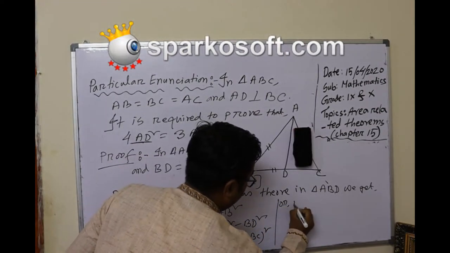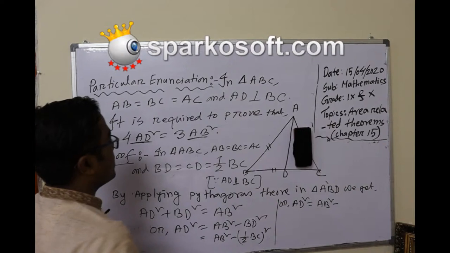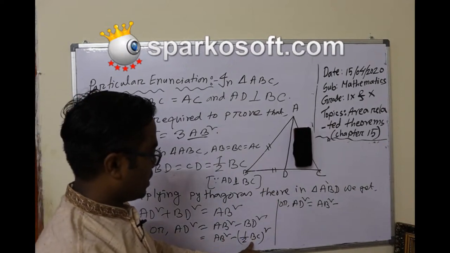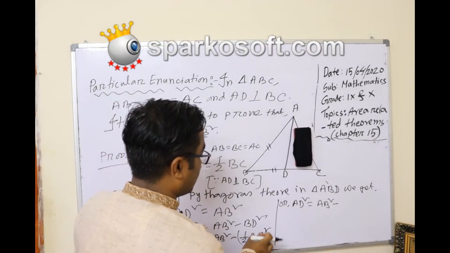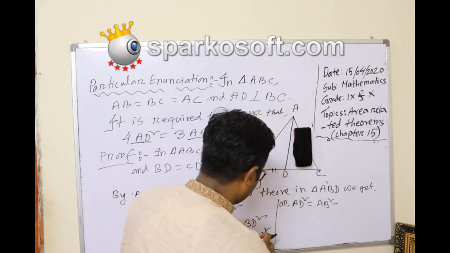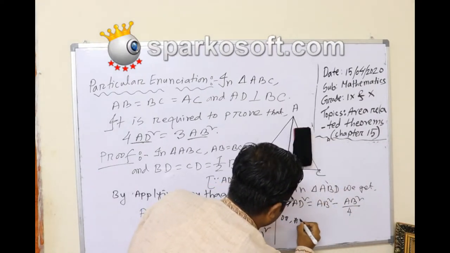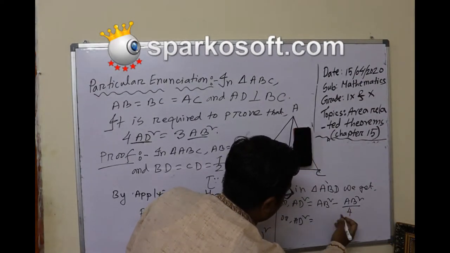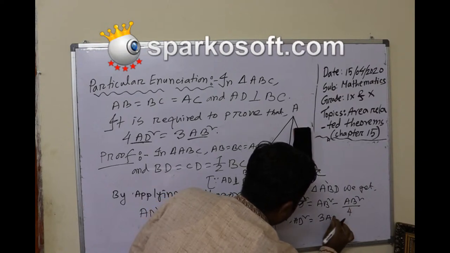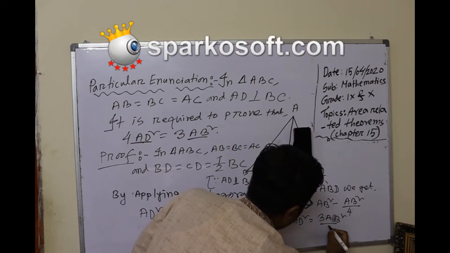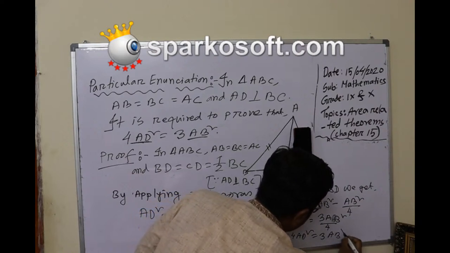Our next line will be AD square equal to AB square minus BC square by 4. What is the right side? Right side is AB. So BC, ultimately it will be AB. Why? Because AB equal BC equal AC. That's why you can write AB instead of BC. So AB square by 4. Okay. Answer is about to finish. What is the LCM? 4 LCM. You'll get 4 AB square minus AB square. It will be 3 AB square by 4. Therefore, 4 AD square equal what? 3 AB square. Okay, proved.